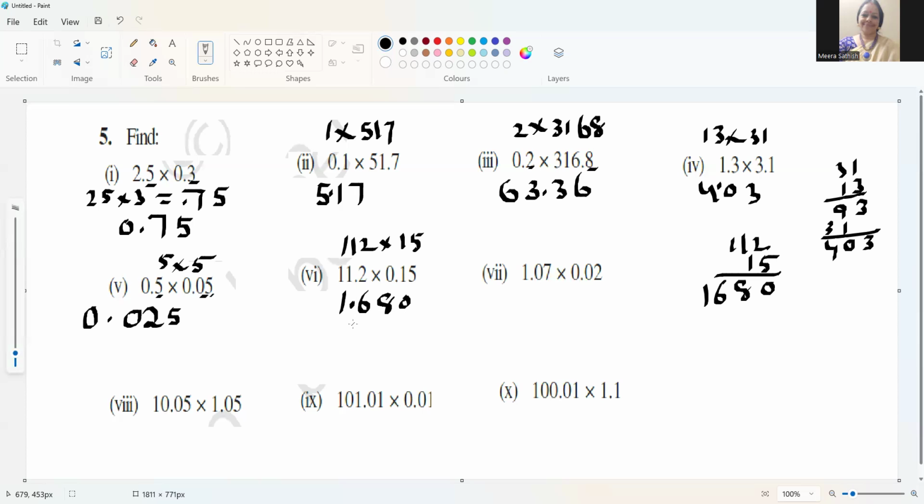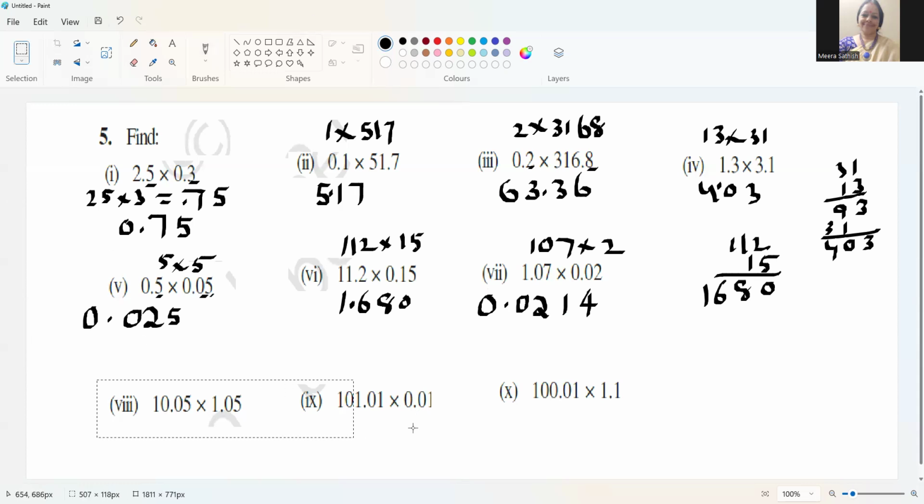Next one. 1.07 into 0.02. So 107 into 2. So 214, 4 decimal places. Here we have only 3 digits. So one 0 you have to add here. Fine. So 0.0214.